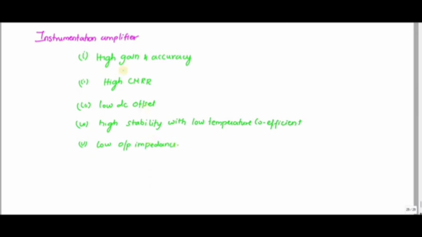So the commercially available instrumentation amplifiers are UA725, then AD624, AD524, AD521.